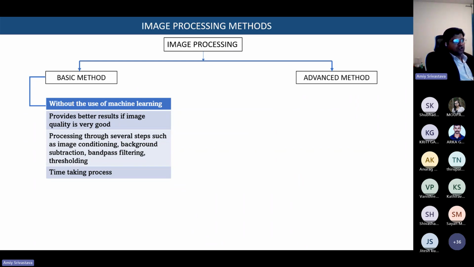Your image quality should be very good. If your image quality is not that good, then you will not be able to use the basic method. So then you have to use machine learning. Basic methods provide better results if image quality is very good.